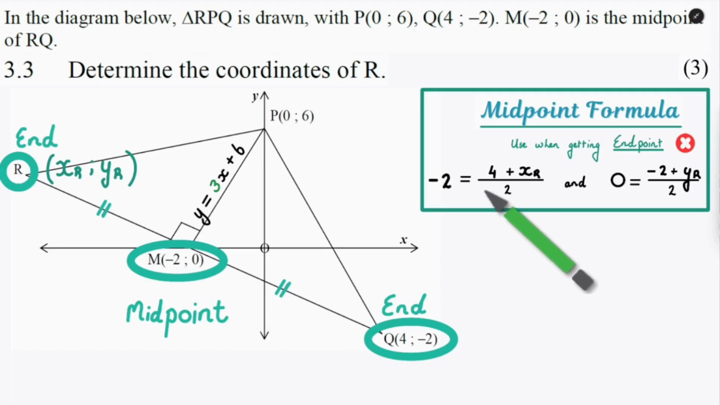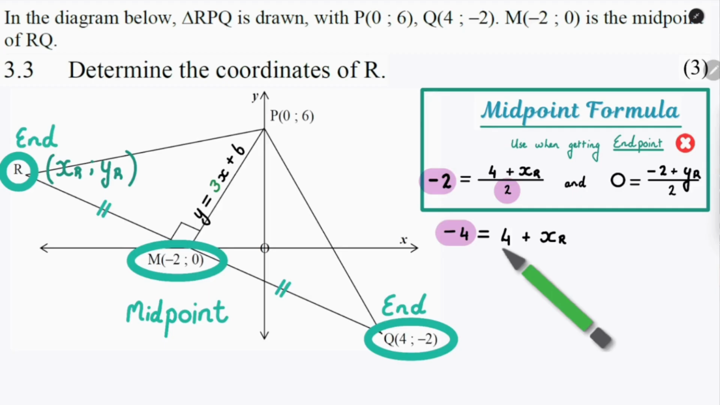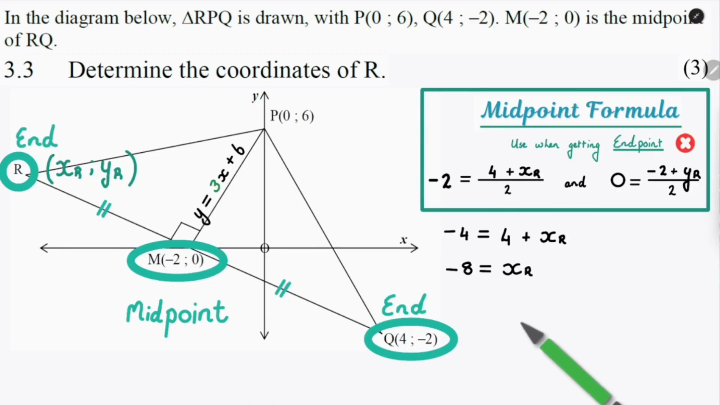So over here I'm going to cross multiply that 2 up there, and it will give me negative 4. And then the top remains unchanged, so this will just equal 4 plus xr. Now I'm going to move that 4 over, it becomes negative 4, and I get negative 8 as the x value for r. So now we know half of the coordinates of r. It's negative 8 and something.